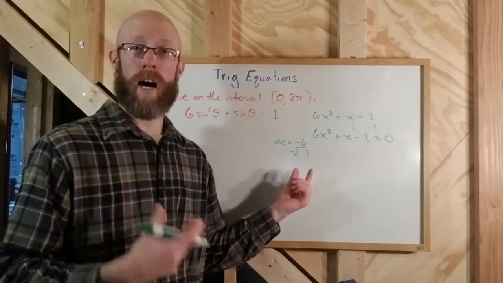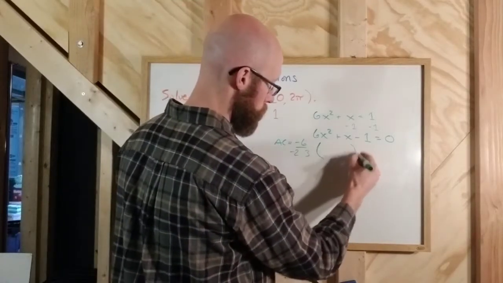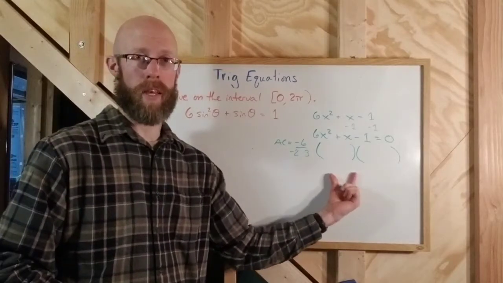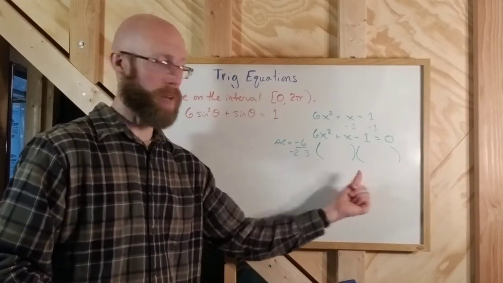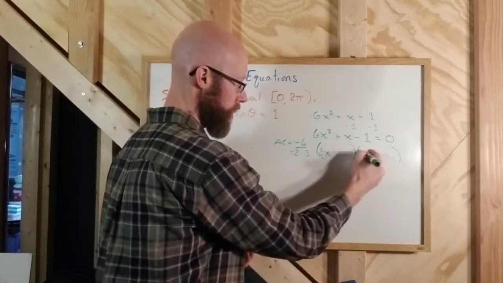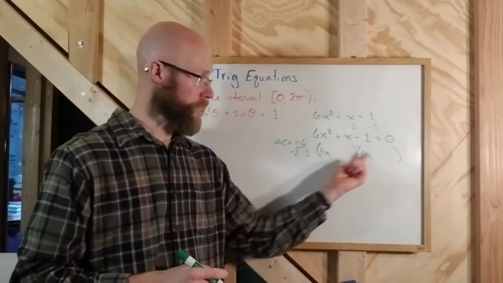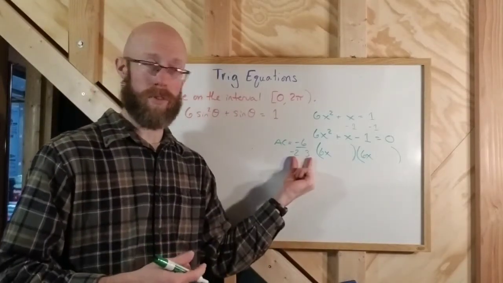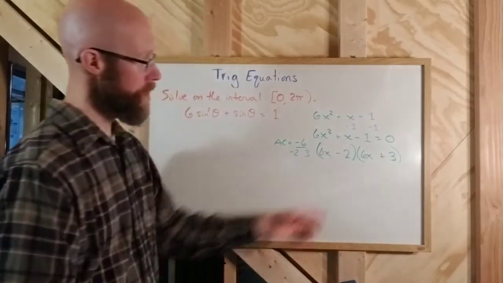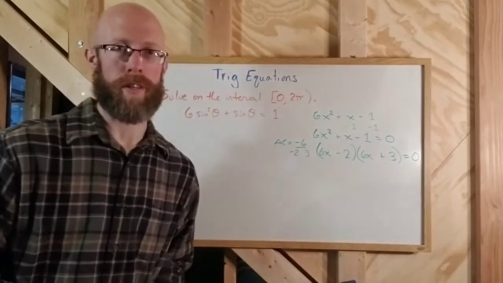Then the modified AC method does this. It puts two sets of parentheses up. This is going to be our factored form. The first term in each set of parentheses is going to be the 6 with an x. So I have 6x and 6x. The second term in each set of parentheses is going to be these two numbers. So the first one will be negative 2, and the other one will be a plus 3. Now, I don't want to forget my equals 0. That's an important part of this problem.